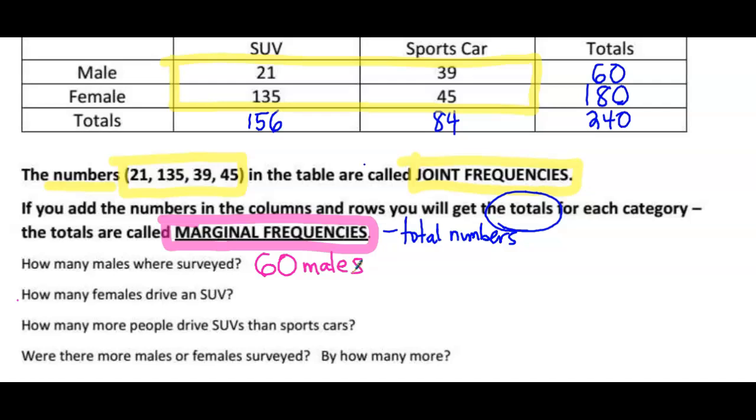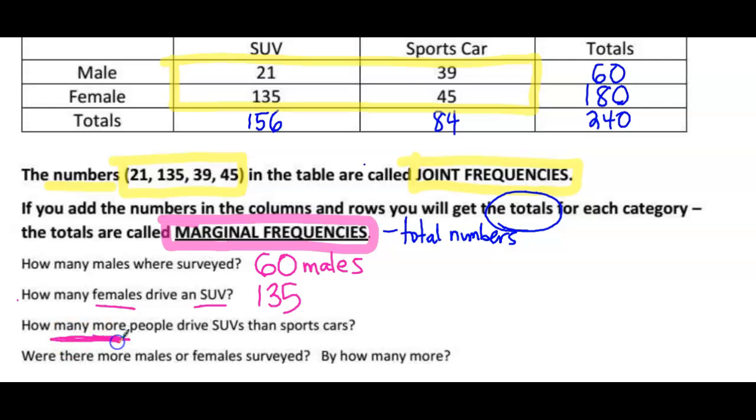Then it says, how many females drive an SUV? I'm going to use a highlighter to show, but then I'm going to get rid of it because there'll be too much color up there. It has to be in the female row, and the females that drive an SUV is right here. So SUV and females. I hope you understand why that answer is 135. Females that drive an SUV. Next, it says how many more.